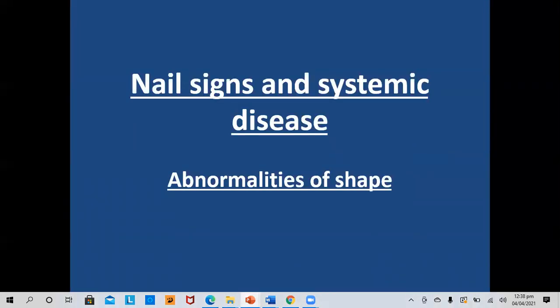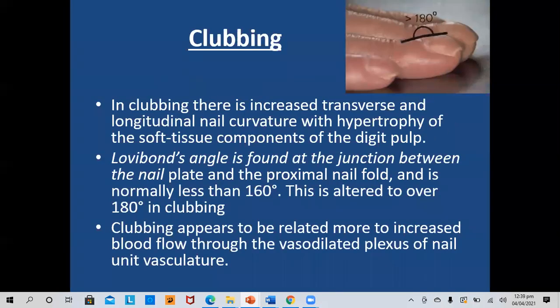Nail signs and systemic diseases. First of all, we will be discussing abnormalities of nail shape. Clubbing. In clubbing, there is an increased transverse and longitudinal nail curvature.